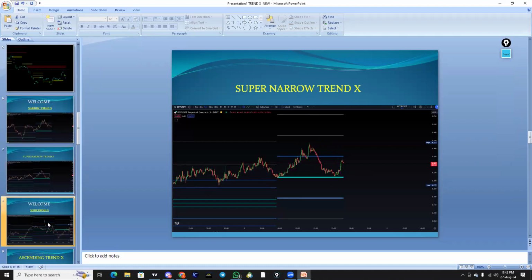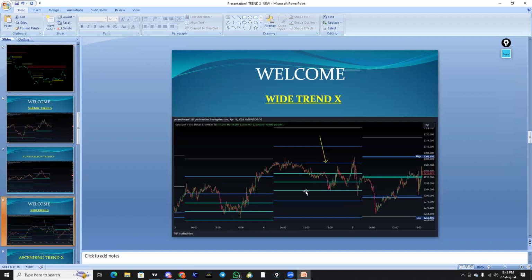Now this is a wide trend X, so we expect it will be a sideways market. This is how the sideways looks. You can see it started from the previous day and the entire day it was inside the trend X. So we should better avoid it, or you can try scalp trades here. This is how a wide trend X looks.